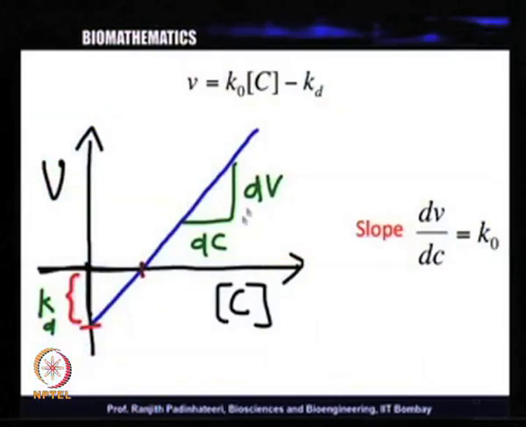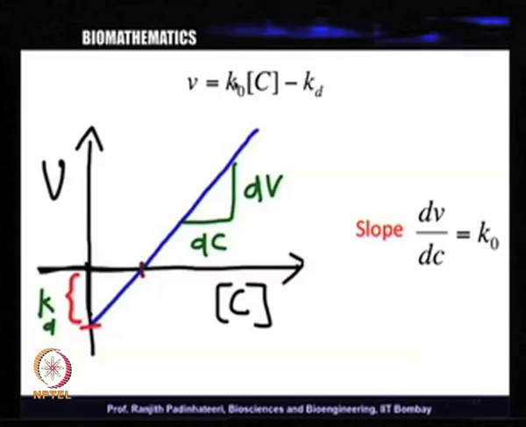So, if they get such a curve, from this we know that the slope of such a curve, so the y axis, if you just calculate the slope here, okay, slope is dV by dC, change in concentration. When you change the concentration by some amount, how much the velocity changes. So, dV by dC, and that will give you the k0, which is the intrinsic rate of polymerization.